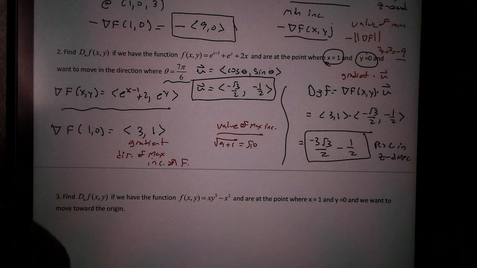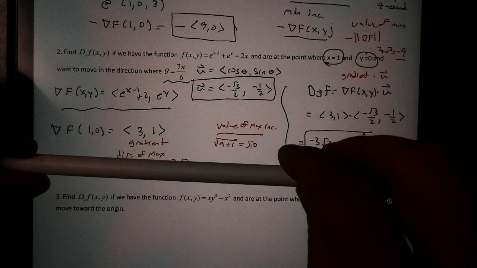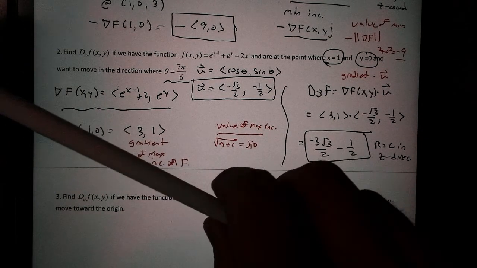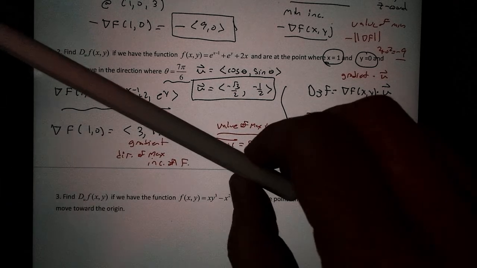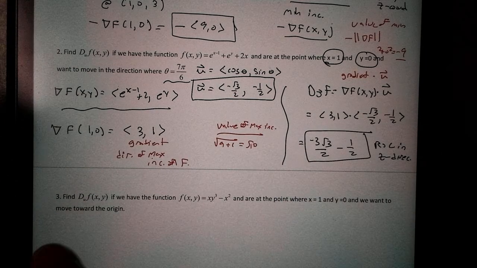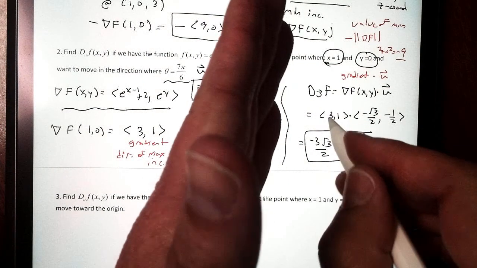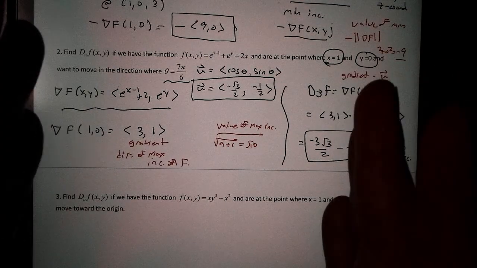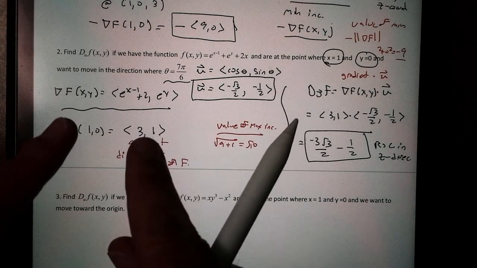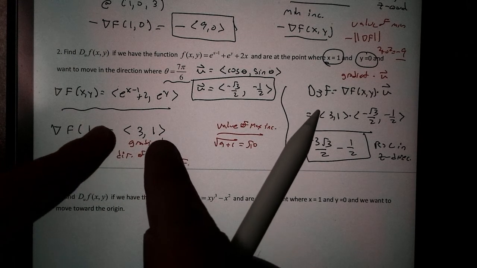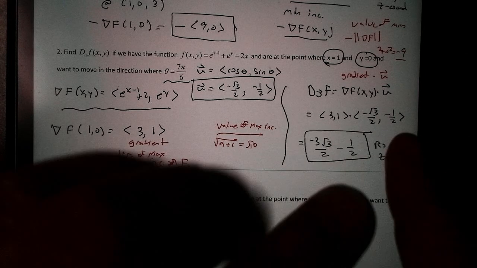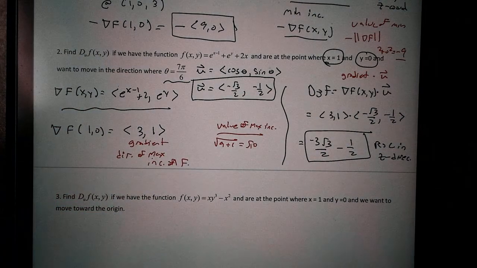Now let's talk about the difference. Remember, the gradient gives me the direction and the slope by looking at the magnitude. That gives me the direction and the slope of maximum increase. The directional derivative will find me the slope in any direction. So basically, if I'm looking for the maximum increase, I look at the gradient. If I'm looking for the slope in a direction, I have to look at my directional derivative rule.